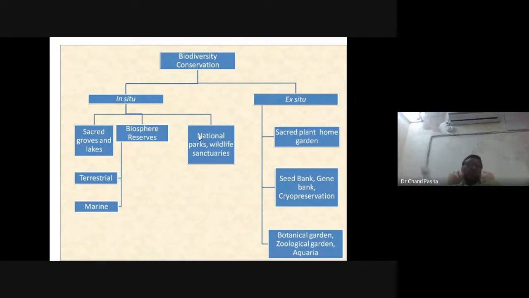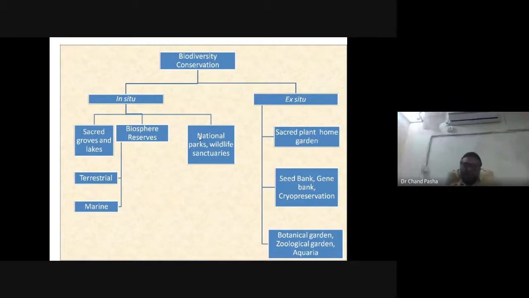See, if you move the deer from that area to other areas, there is a possibility of the habitat not matching, and they cannot grow that easily. So, whatever area they are living in, make it suitable for them and let them survive in that area. That is the number one priority in situ. Second, ex situ.